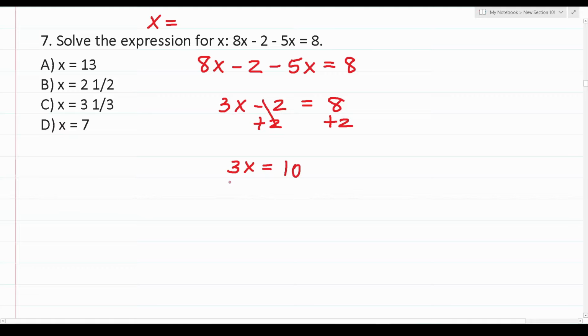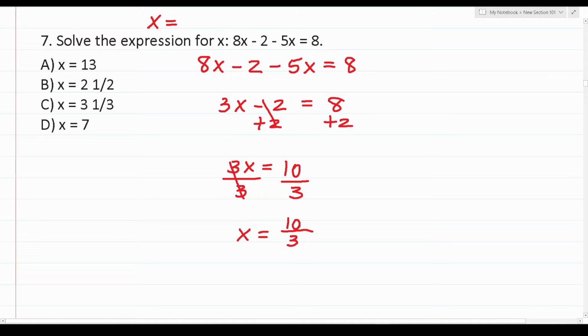Now to solve for x, we can divide both sides by 3, since this will cross out here, leaving you with just x on this side. And as we can see, x is equal to 10 over 3. All right, unfortunately, that's not one of our answer choices, so there must be something special about this 10 over 3 that will allow us to convert it to one of these answer choices.